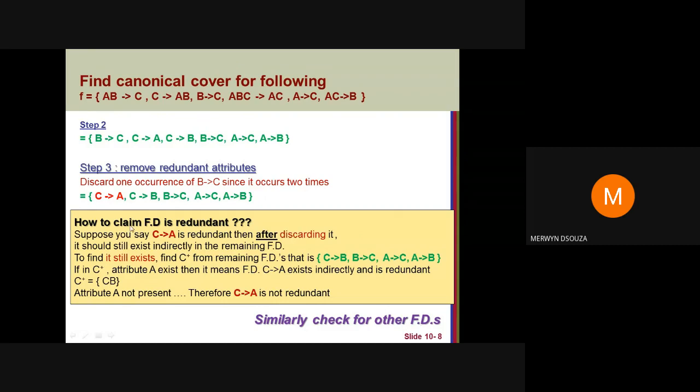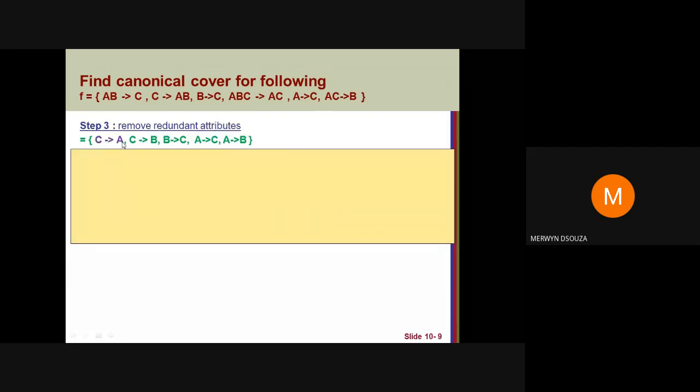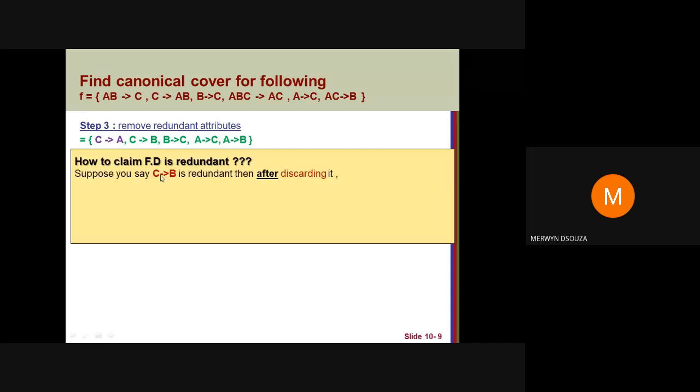Now you check for the other FDs. So take the second FD, C determines B. Need to apply the same steps. We have already checked for this one. We cannot discard it. Take the next FD. After discarding this, from the remaining FDs, you need to find whether it exists indirectly. So let's do that.